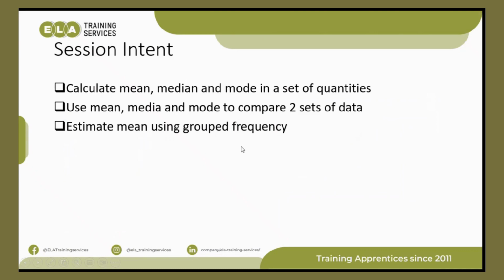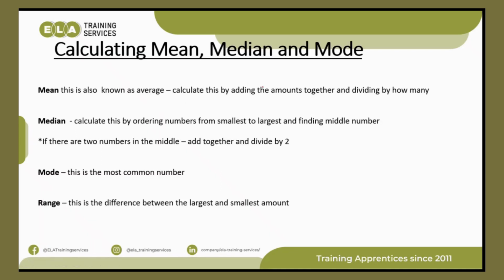Today we are going to be looking at calculating mean, median and mode in a set of quantities, using mean, median and mode to compare two sets of data, and estimated mean using grouped frequency. And this covers the entire topic of averages. So when we're calculating mean, median and mode, we need to know what each of them are in order to be able to do the calculations.